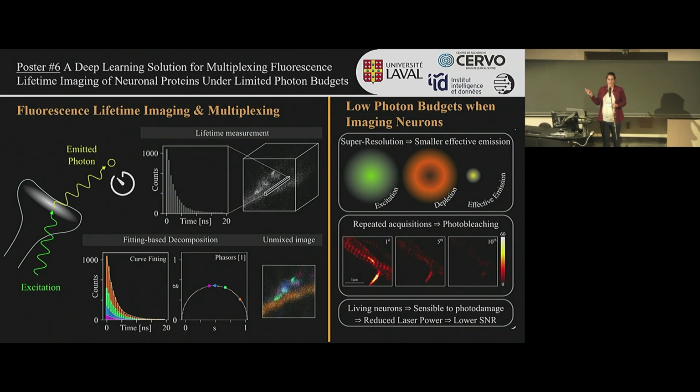The problem with these techniques is that it requires a lot of photons at every single pixel. But when we're working with neurons, you might know that they're very fragile to fluorescence. So we cannot get as many photons as we need to be able to multiplex the images. Also, we need to use a super high spatial resolution, so super resolution. So for example, with STED, we limit the effective emission. So that's another aspect that makes it so that we have fewer photons that we acquire.